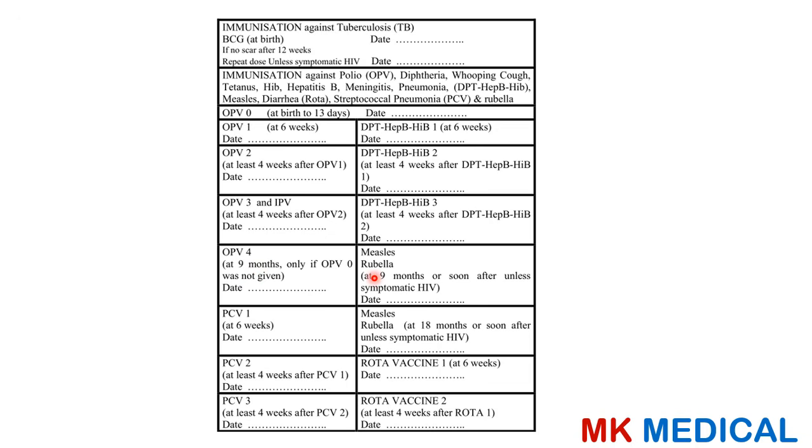Then, of course, the next set of vaccines is going to be started off at 9 months. So we're going to give our measles and rubella at 9 months, and then measles and rubella at 18 months as well. Remember that we also give PCV1, PCV2, PCV3 at 6 weeks, 10 weeks, and 14 weeks respectively, and then Rota is only given twice at 6 weeks and 10 weeks. I went into a lot of details about this in my video on immunization.